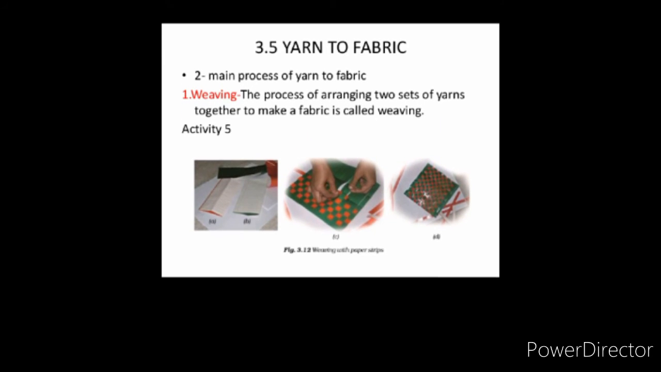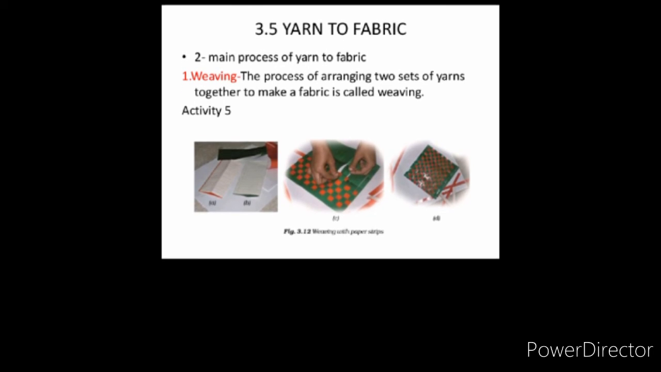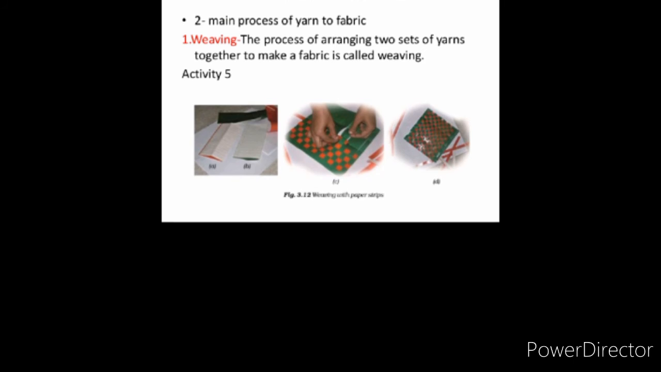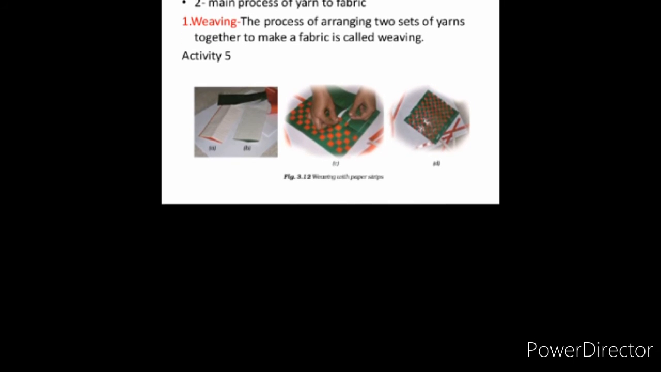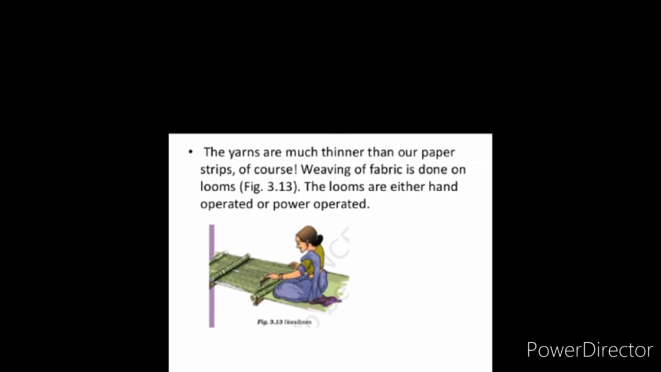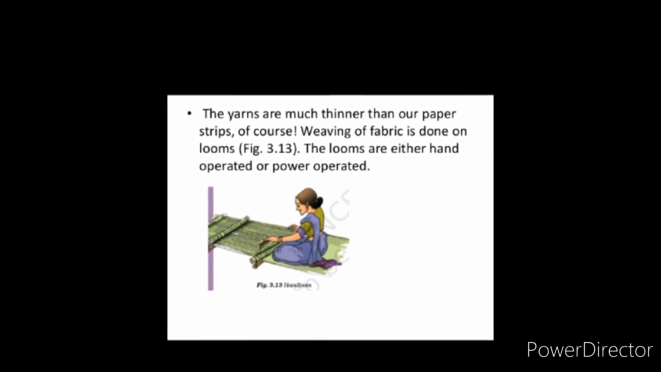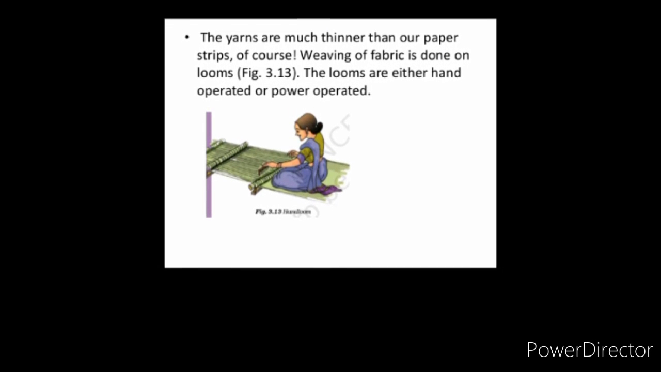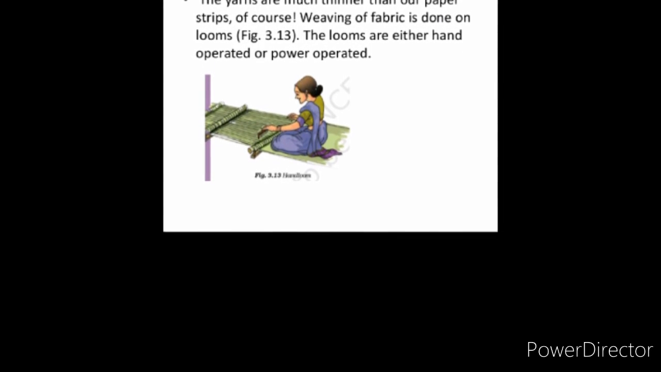The main process of yarn to fabric is known as weaving. The process of arranging two sets of yarn together to make a fabric is called weaving, as it is shown in the picture. The yarns are much thinner than our paper strips, of course. Weaving of fabric is done on looms. The looms are either hand operated or power operated, as displayed in the picture.